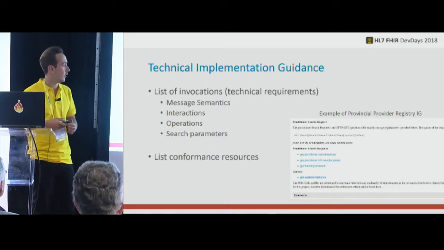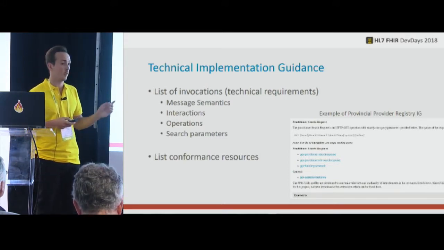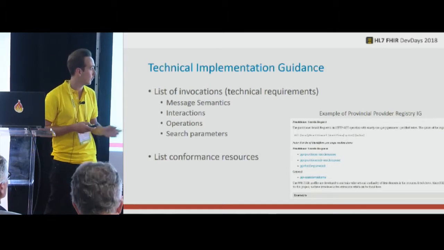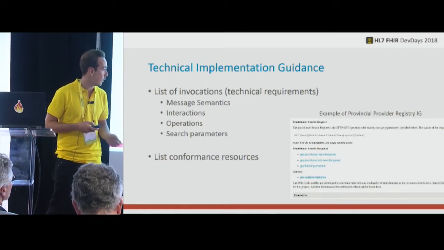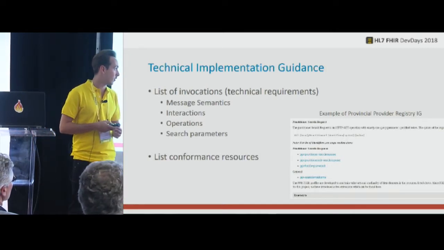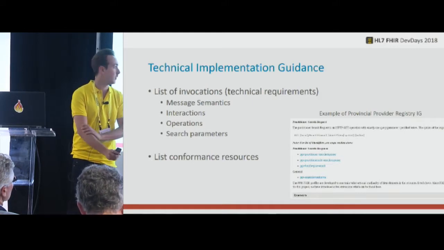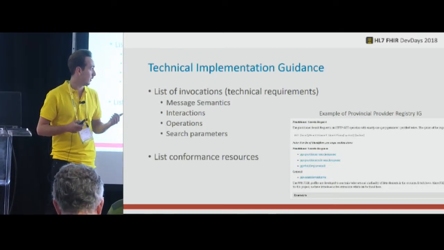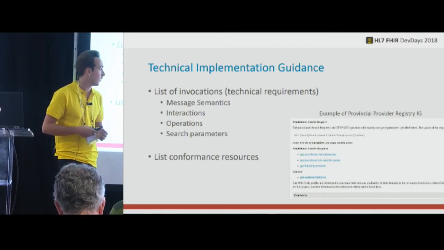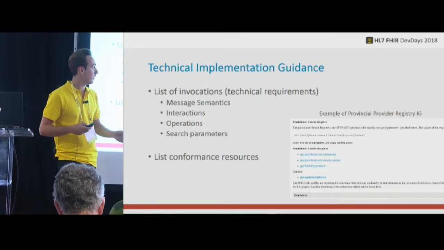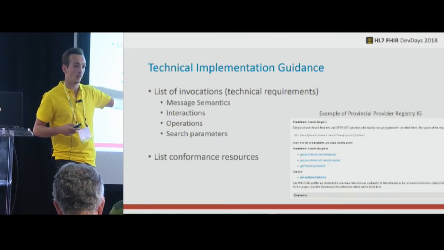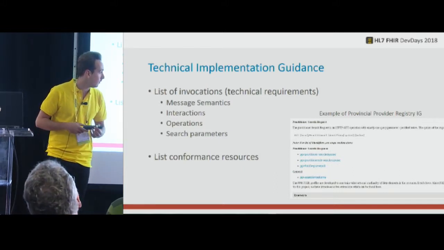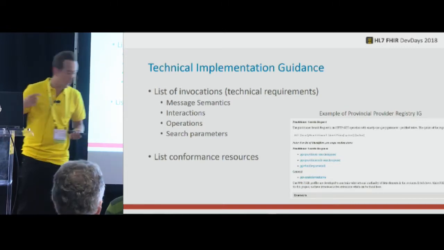And on the right side, you see an example from the implementation guide I just showed you, the Provincial Provider Registry, where they describe how a practitioner search request is handled within their implementation. So you have a get with the use of an identifier search parameter, and below they reference how the response and search should look.